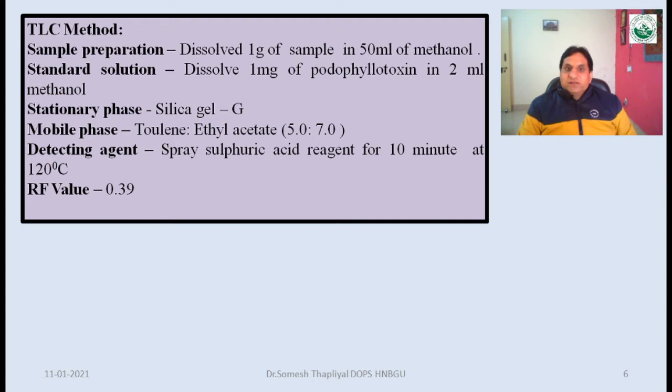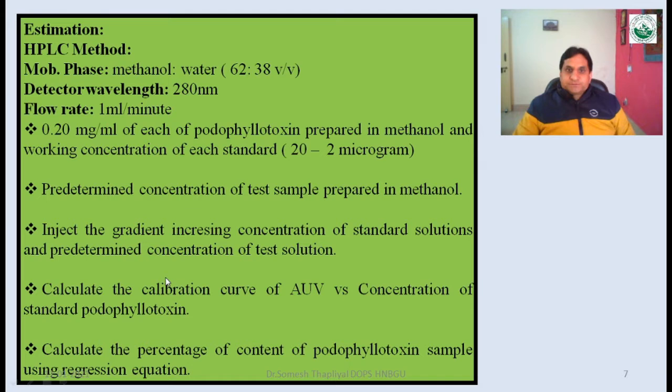For this we will spray and heat for 10 minutes at 120 degrees Celsius. And the Rf value of the standard podophyllotoxin is 0.39. So by comparing with this Rf value of the standard drug, we can identify the podophyllotoxins which we have isolated.